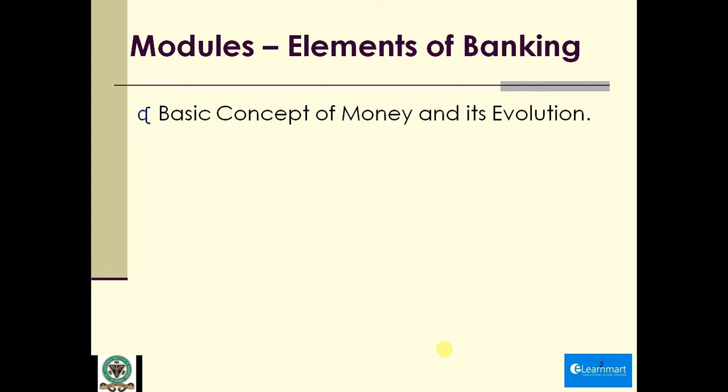The third thing we'll be discussing under the basic concept of money is the creation of money. The fourth is the elementary quantity theory of money. And the last, under the basic concept of money and its evolution, is the concept and practice of cashless economy, i.e. credit and debit cards, automated teller machines, also called ATM, e-banking, mobile banking, e-commerce, and lastly, the advantages and disadvantages to the users.